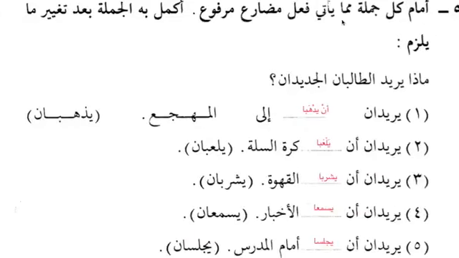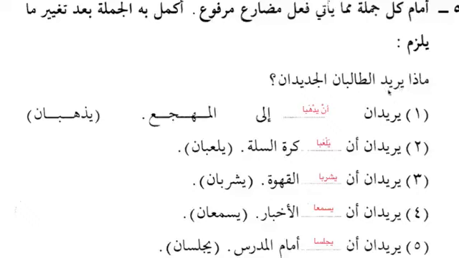So أمام كل جملة, so this exercise مما يأتي فعل مضارع مرفوع أكمل به الجملة بعد تغير ما يلزمه. So it is to bring the present tense verb and change it to what is appropriate. So تغير, غير means to change, تغير to be changed. ما يلزم, here ما is اسم موصول and يلزم is what is appropriate. لازم, right, comes from يلزم.